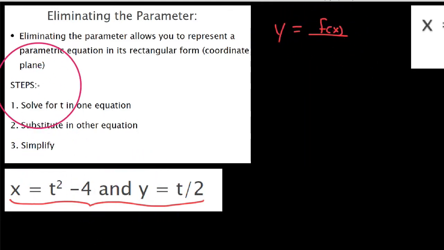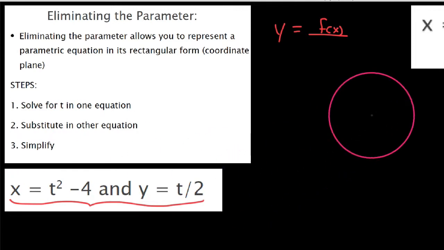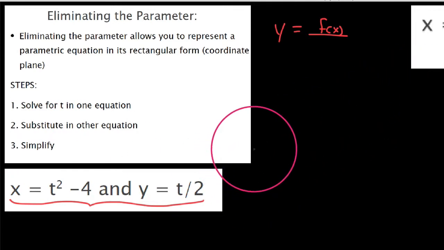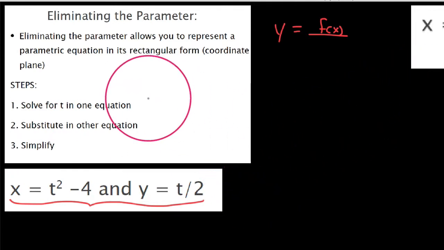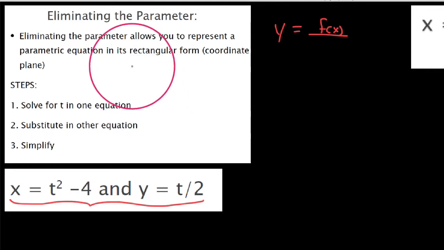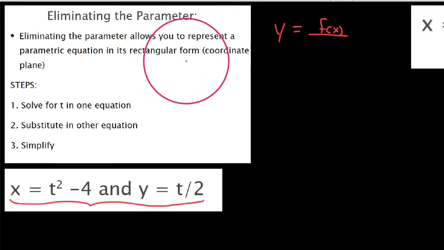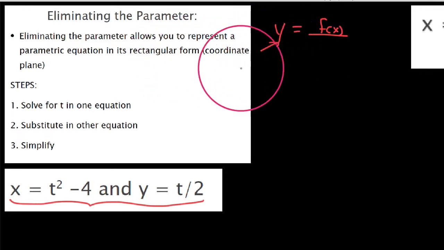So here's what we're going to do. We're going to follow a set of steps here, and you'll find that these are really just more algebraically intensive in certain cases than they are hard in terms of difficulty. So we say eliminating the parameter allows us to represent a parametric equation in its rectangular form, or this explicit form, y equals a function of x.